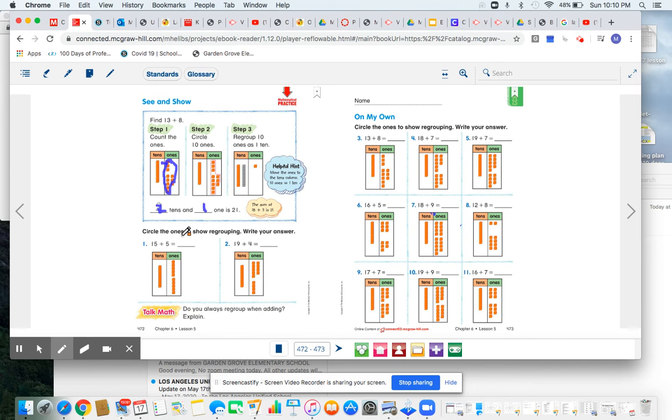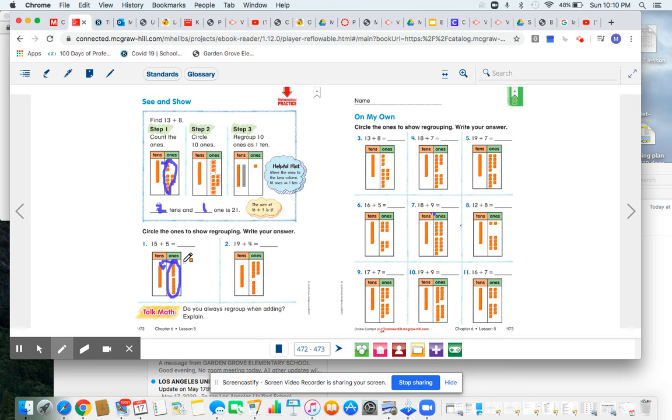Let's go ahead, circle the groups and show the regrouping. Write your answers. So here, we're going to go ahead and do this. So I have 15 plus 5. So this makes a 10. So this automatically goes here.